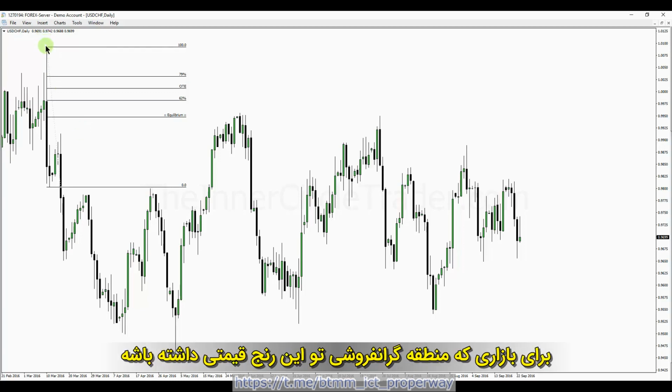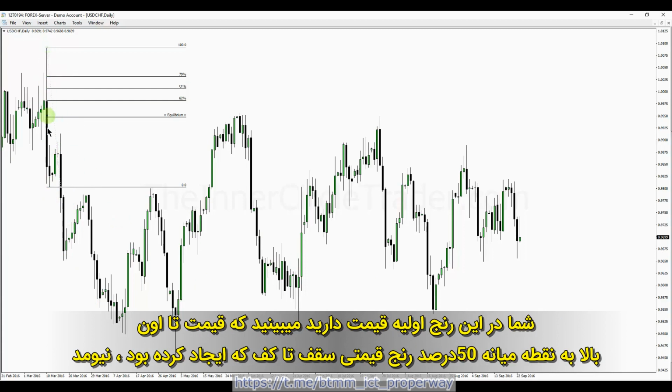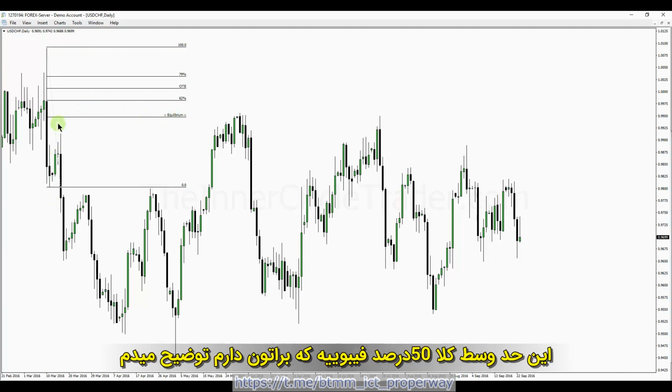For a market to be at a premium in this current price range, and that's assuming none of the price action from this high down all the way to the right has happened yet, you'd be watching price in this initial range, and price did not get back up to the midway point, or 50% of the range that was created from the high to the low. That's all equilibrium is, 50% on the fib. That's how I'm describing it.